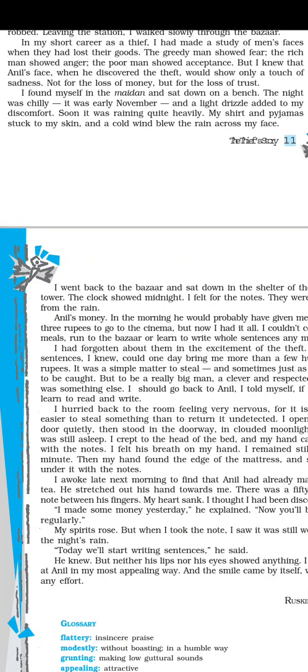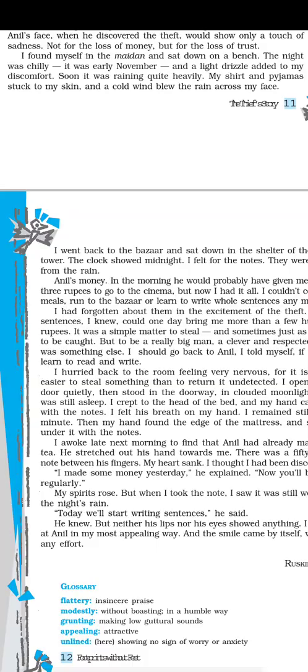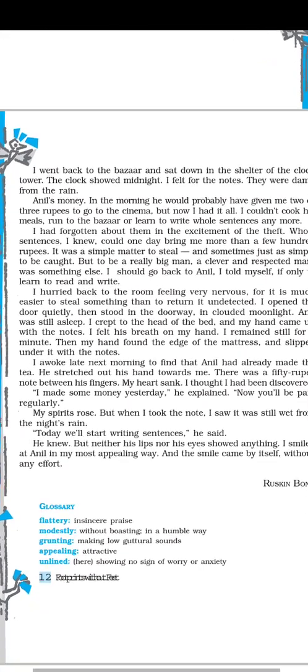Soon it was raining quite heavily. It started to rain quite heavily. My shirt and pajamas stuck to my skin. So if it rains, it's normal that your shirt, pants will stick to your skin. And a cold wind blew the rain across my face. Cold wind was blowing, and that blew the rain across my face. That was hitting his face.